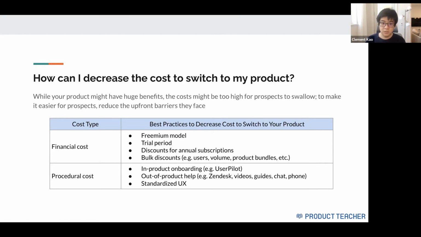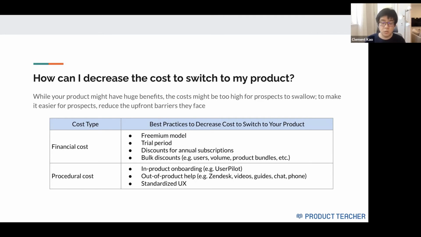Another thing that you can do is you can offer out-of-product help. And so as an example, Zendesk is a really great way for you to publish help articles, right? You can use videos, you can set up guides, you can use chat bots, or you can use chat features within your website. You can offer a phone line so that way people can call in if they have any questions.